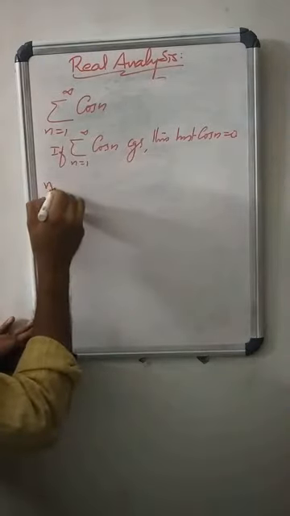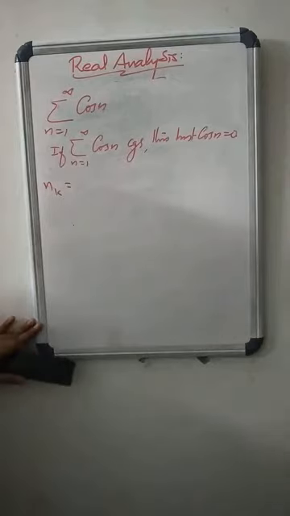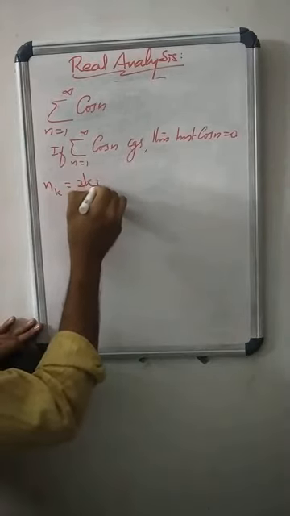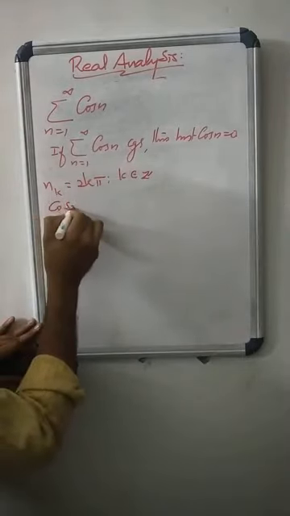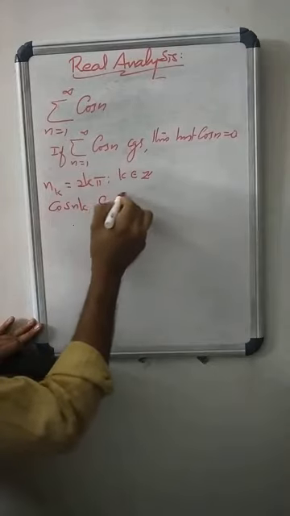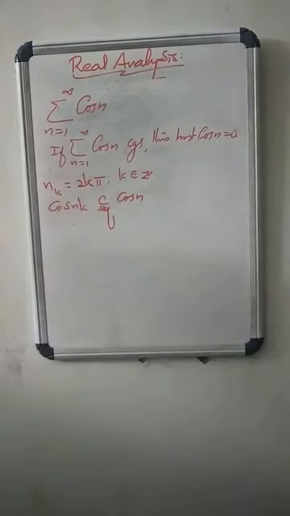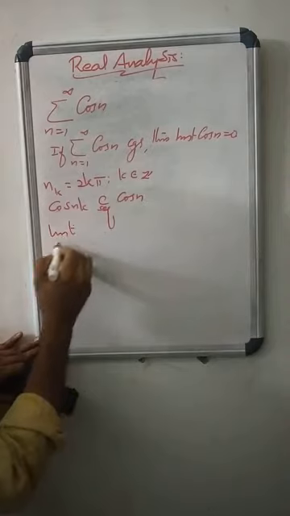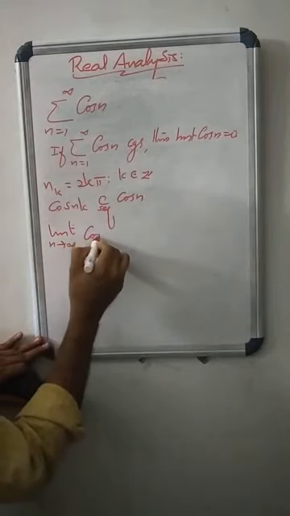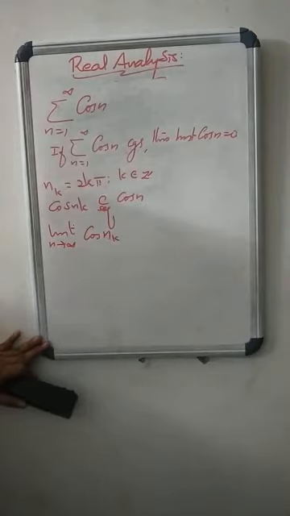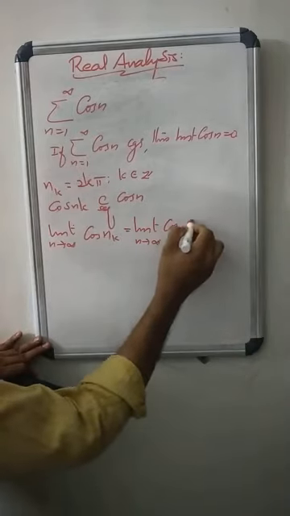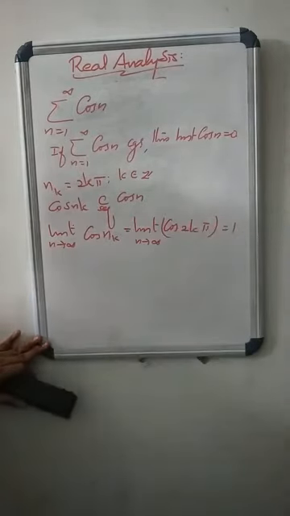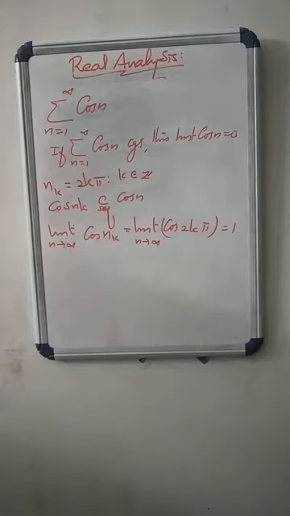Now consider a subsequence, let nk equal k pi, where k is any integer. Clearly cos nk is a subsequence of cosine. Sure? So, what about limit cos nk? It is the limit of cos of 2k pi, which is always 1. Enough?